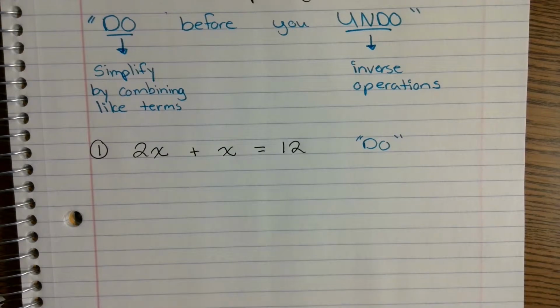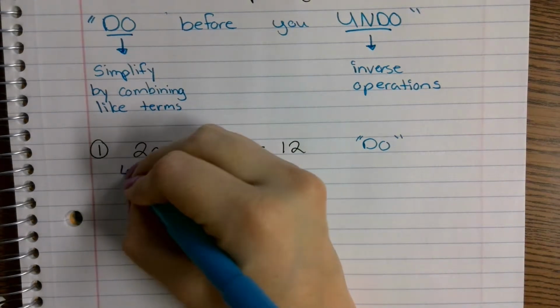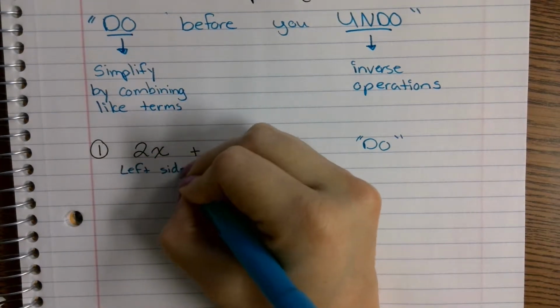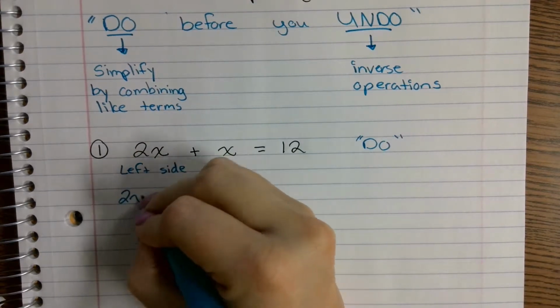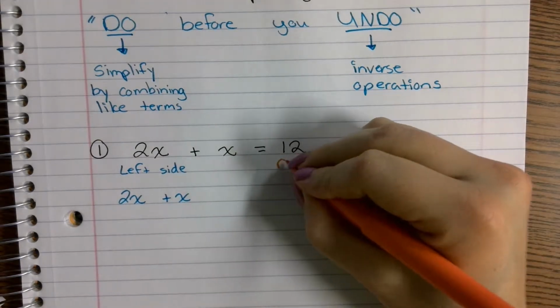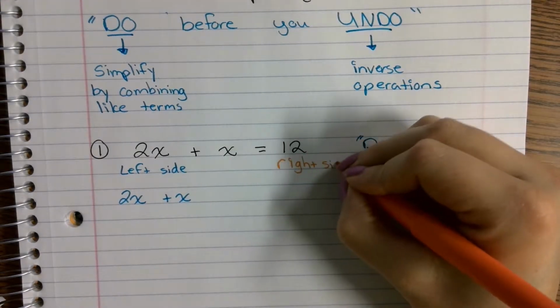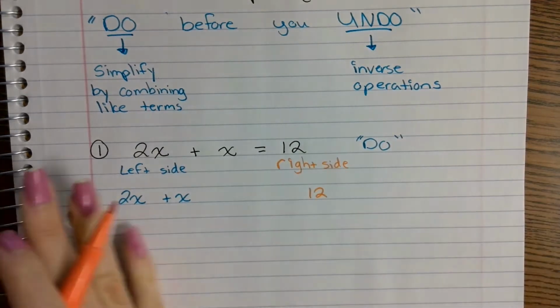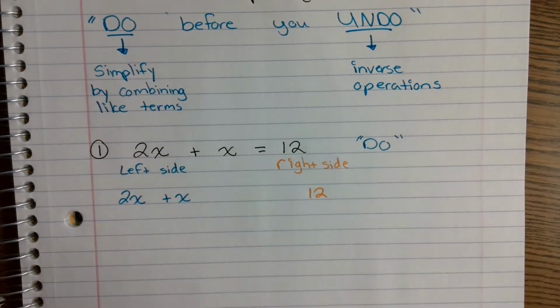When I talk about left side versus right side, where's my wall, my splitting for left and right? Abigail? The equal sign. The equal sign is where that split is happening. Left side is going to be the left side of the equal sign, which is 2x plus x. And then we've got the right side, which is the 12. So we're focusing on those like they are completely separate expressions and then simplifying them as much as we can.